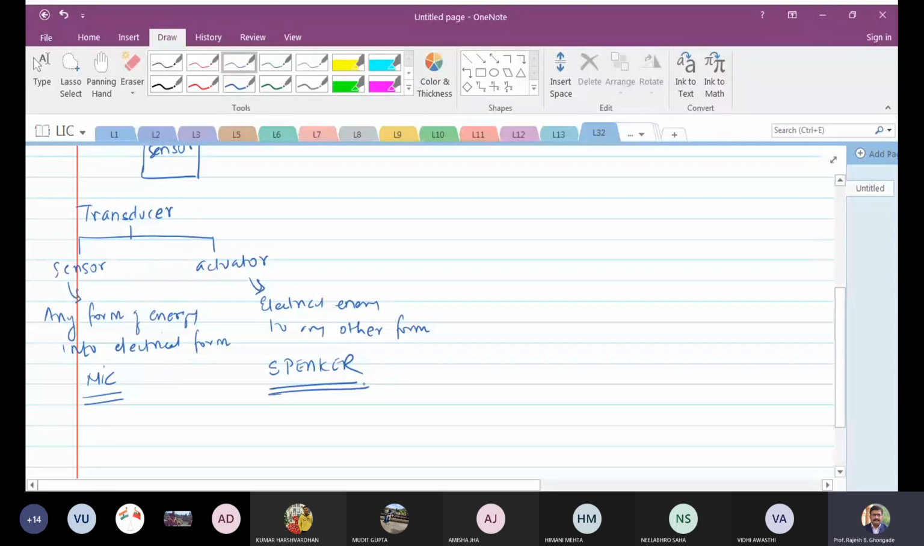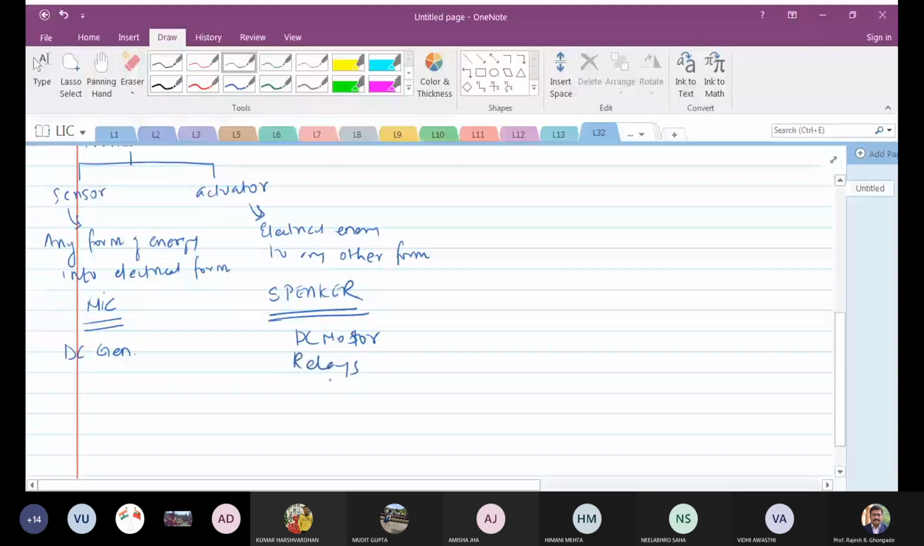Of course, there are so many different actuators. In fact, you can have a DC generator and a DC motor. Similarly, in actuators, you have relays. Then you have solenoids, and so on, and the list goes on. All right. So basically, a sensor is used to convert any form of energy into electrical form.